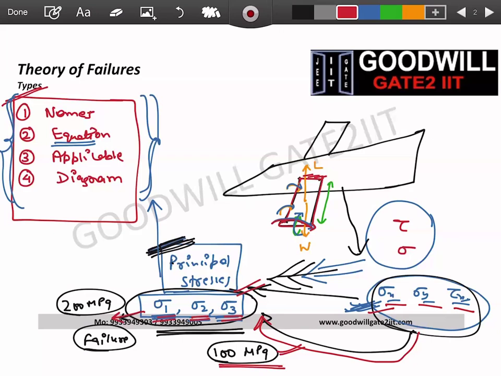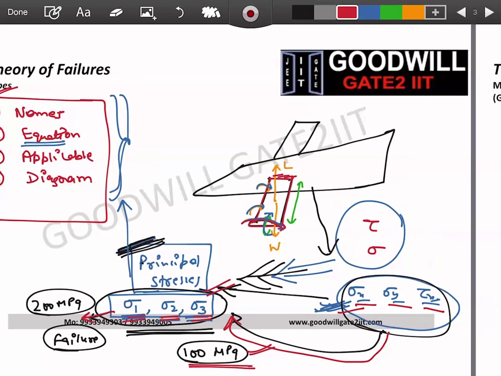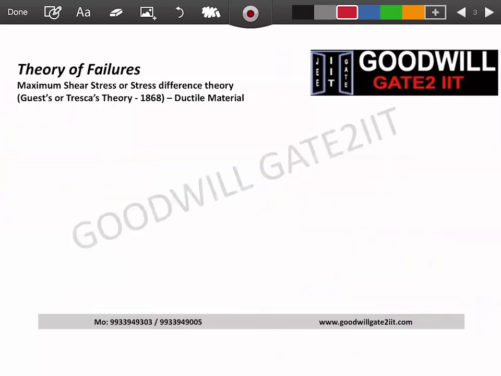Clear? Okay, perfect. So let's go to the first theory. Now, this theory is known as, and this is the naming convention. So this is the first theory we are talking about. The first theory name is maximum shear stress theory. This is one name, and this is a very common name. In your exams, they can specify this name.